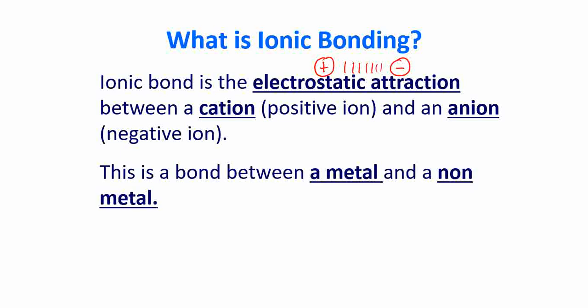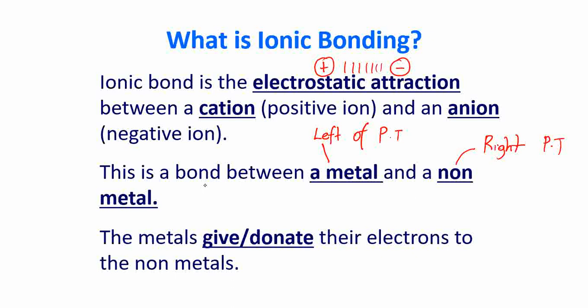Okay, the other key point that you need to know about ionic bonding is that it is a bond between a metal and a non-metal. How do you know the metals? The metals are found to the left of the periodic table, okay, and the non-metals are found to the right of the periodic table, to the right of the step line. Have a look at my previous video to see what I'm talking about there.